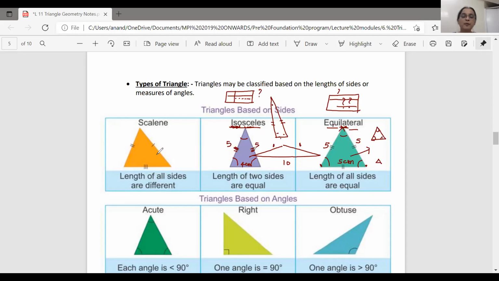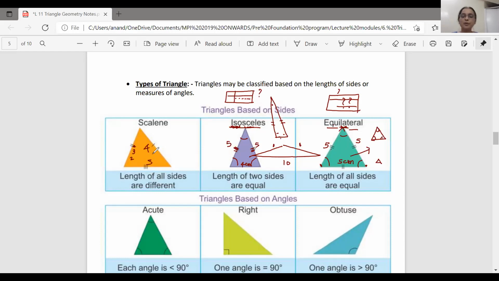And the third type of triangle is where no side is of the same length. If one side is 5, another side is 4, the third side could be anything. It could be 3, it could be 4, no, 4 won't work. It could be 4.5, it could be 2, whatever. So draw many such triangles where all three sides are different.